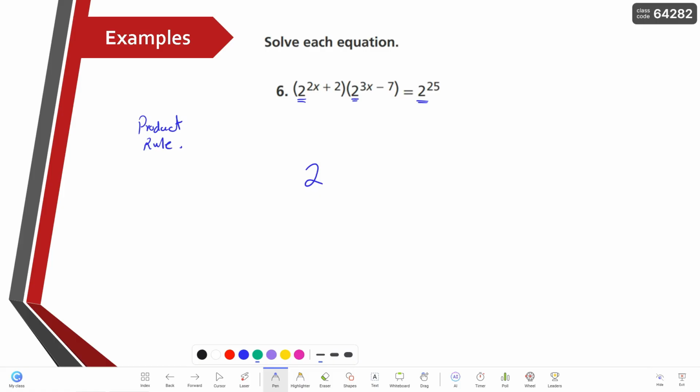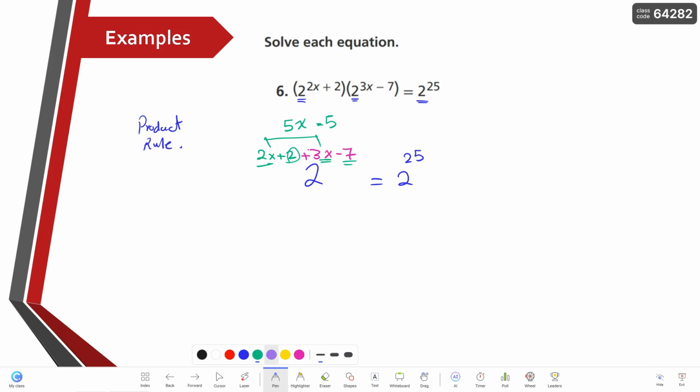The first exponent is 2x plus 2, and then we need to add this to the second exponent, which is 3x minus 7. So this must be equal to 2 raised to the power of 25. How do you add the algebraic expressions together? We need to add the like terms like 3x and 2x together first. This would be 5x. Then we have 2 and negative 7, which is equal to negative 5.